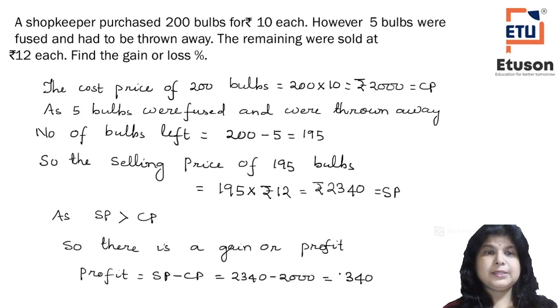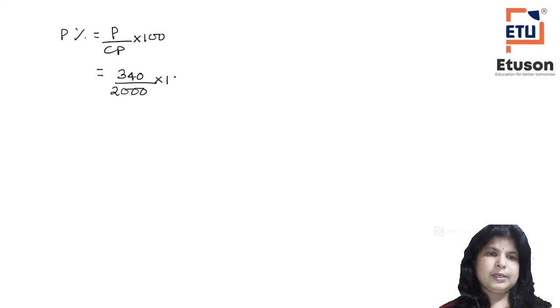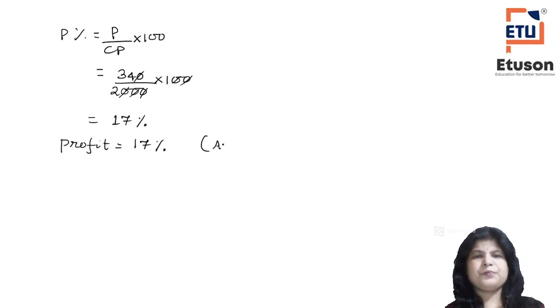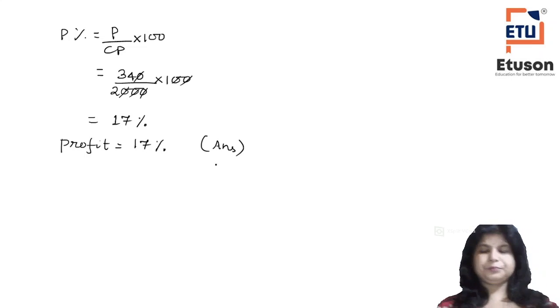Then we need to find out the percentage. So percentage of profit, P percentage, is equal to P divided by cost price into 100. So that is equal to 340 divided by 2000 into 100, which is equal to 17%. So the shopkeeper is making a profit of 17%. So this is your answer. Correct, children? Hope you have understood. Okay. Now let us go to another problem.